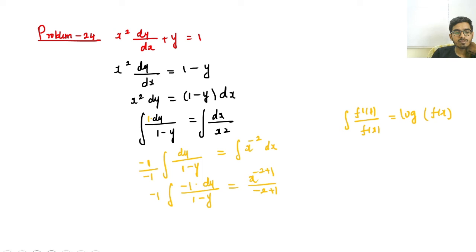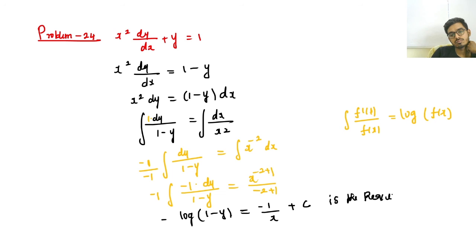Now you can see I can apply the formula integral f dash of x by f of x. So this is minus log of f of x, which is log of 1 minus y, and this is equal to minus 1 by x, because here we have x power minus 1 and here we have minus 1. So we will add some constant c. This is the required solution. It's a very easy problem.